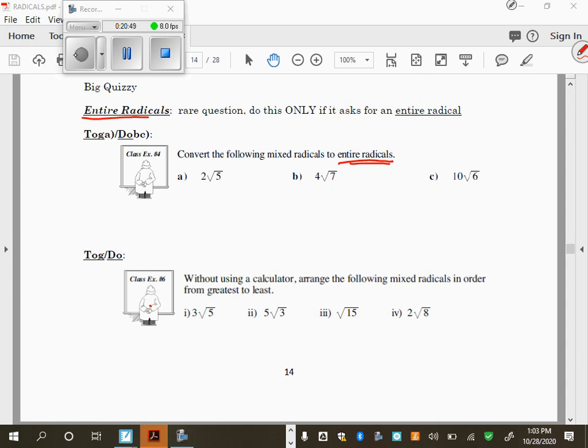If you do this 18 times on a quiz, you're going to get 17 of them wrong. I'm not going to ask you 18 of these. Okay, entire radical, it's a rare question. I'm going to ask you once or twice or thrice. That's it, depending on how big it is.